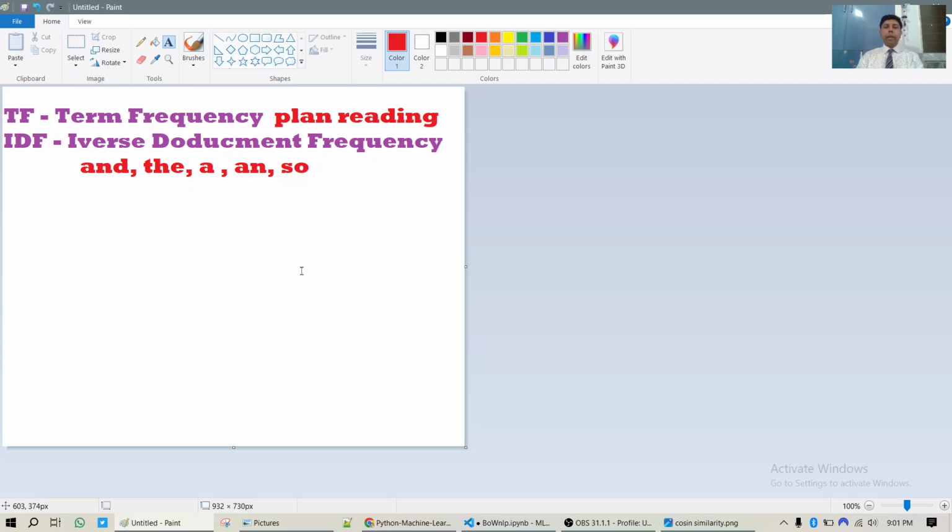But words like plane, plan, reading, apples, or some nouns, the appearance of these words will contribute to the context of the document and the speech. So this is the concept of TF and IDF. Considering both, the method is to calculate the TF-IDF score.